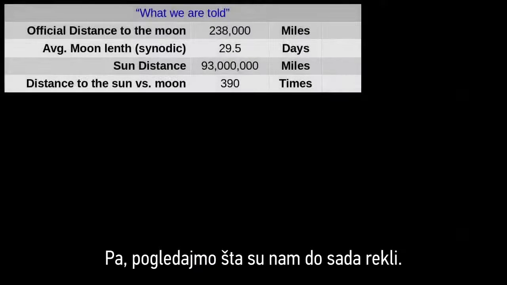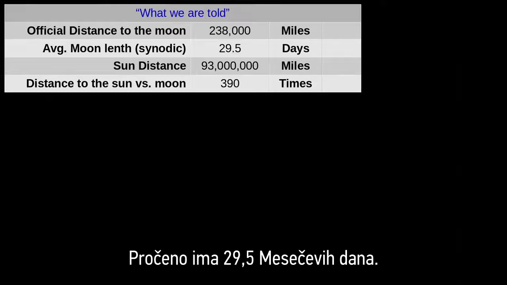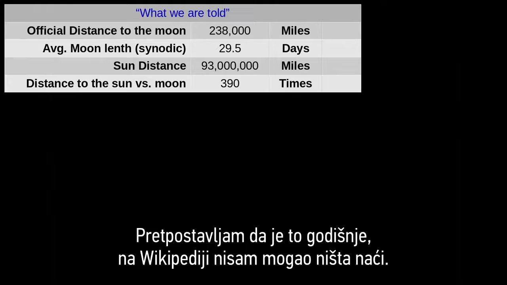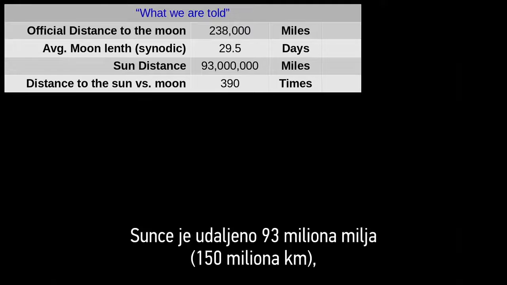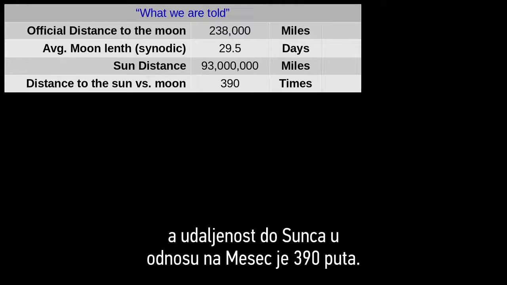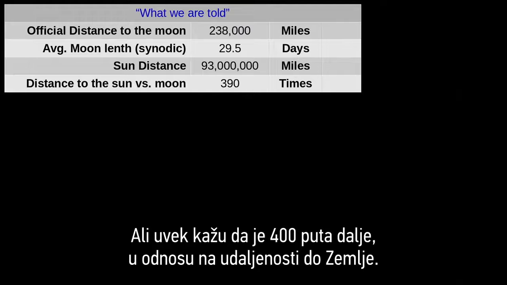So let's look at what they've told us so far. The moon is 238,000 miles away from the Earth. There's 29.5 average moon days. That's a synodic month. I'm assuming that's on a yearly basis. Couldn't really find that on Wikipedia. The sun is 93 million miles away. And the distance to the sun versus the moon is 390 times, but they always say it's 400 times further away than the moon is to the Earth.